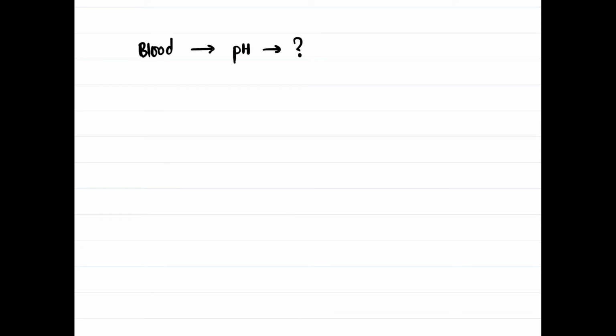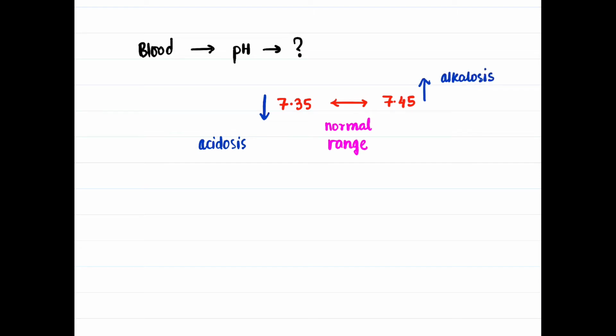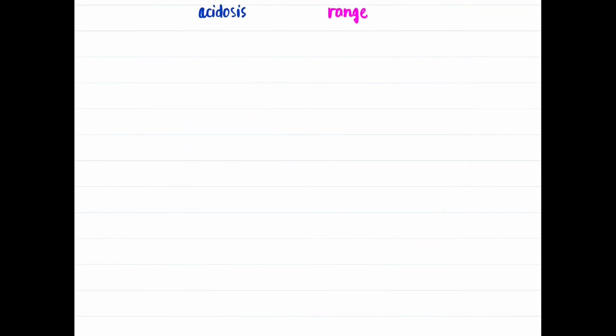So, we'll first look at the normal pH of the blood, the working range, which ranges from 7.35 to 7.45. If the pH falls below 7.35, that is called acidosis, and if it is above 7.45, that is alkalosis. That's right, done with that.